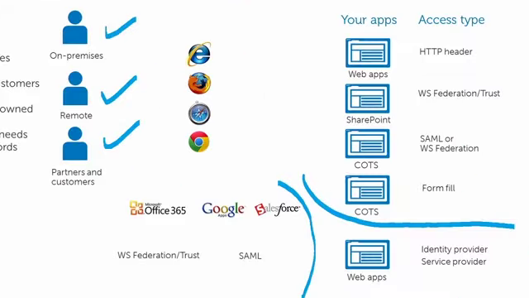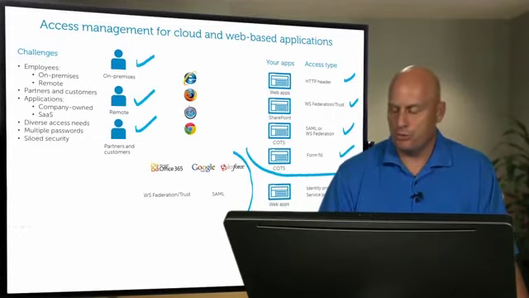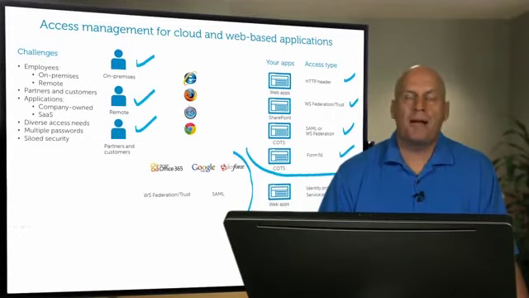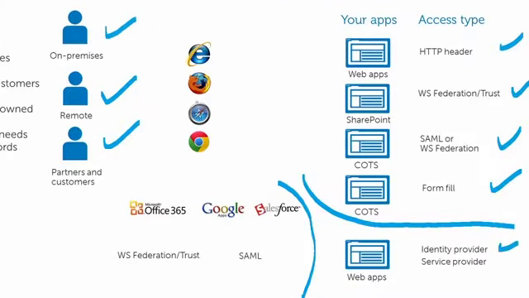For example, many of the web apps that you've built yourself use HTTP headers as the way to authenticate. Others use WS Federation or WS Trust. Most prominently would be SharePoint. Lots of your commercial off-the-shelf applications use SAML or WS Federation, and the other commercial off-the-shelf applications use FormFill. When you have your web apps that are accessed by partners and customers, you have the need to do federation. So you have an identity provider need as well as a service provider need.